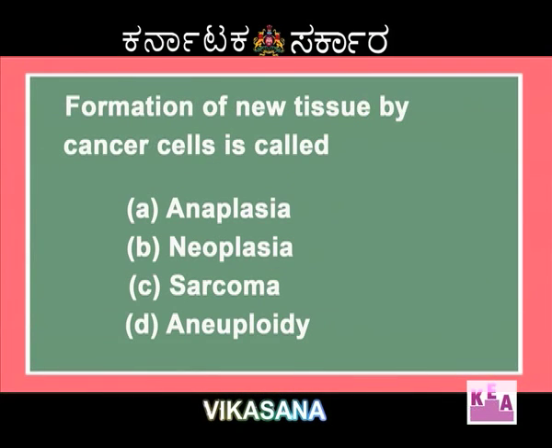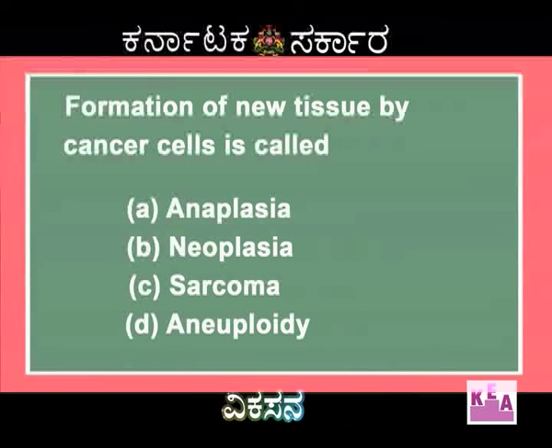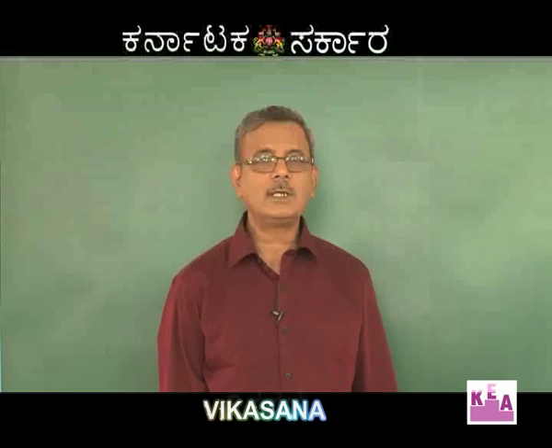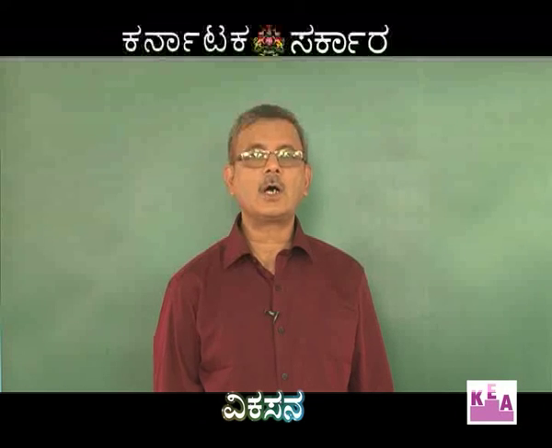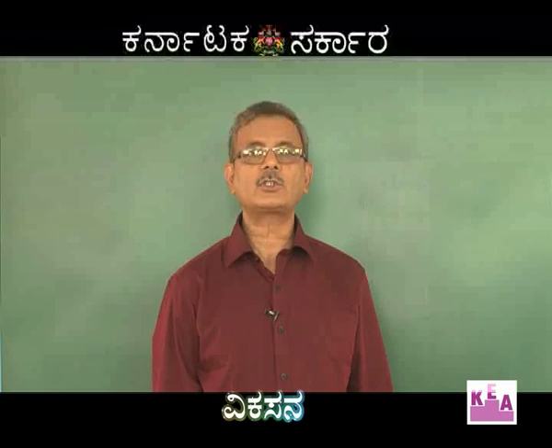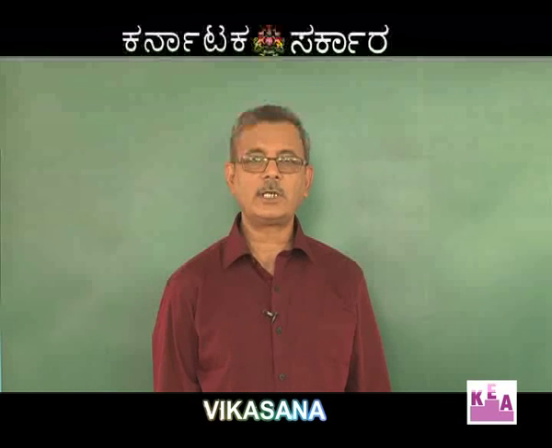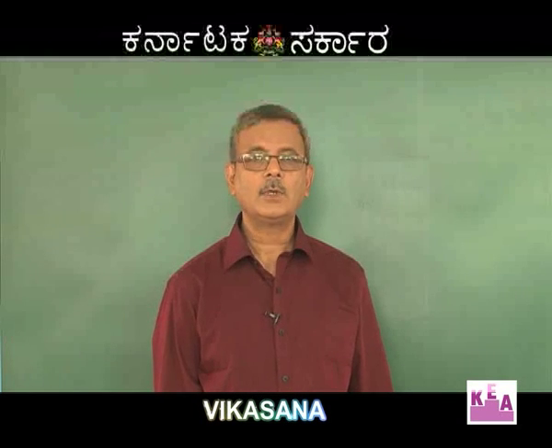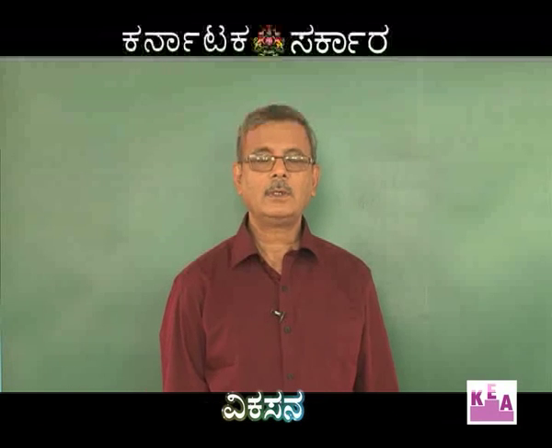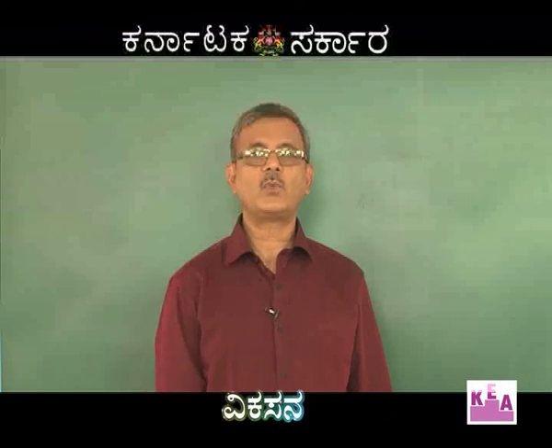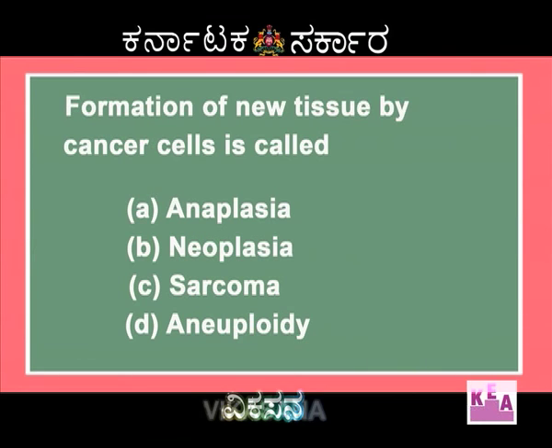Now, we move on to the next question. Formation of new tissue by cancer cell is called. Options are anaplasia, neoplasia, sarcoma, aneuploidy. So, whenever we talk about cancer, we know the cells of the cancer are immortal, they undergo continuous divisions, they remain undifferentiated, that results in the formation of malignant tumor. And that means a new tissue is formed. New relates to neo. So, the answer must be neoplasia.